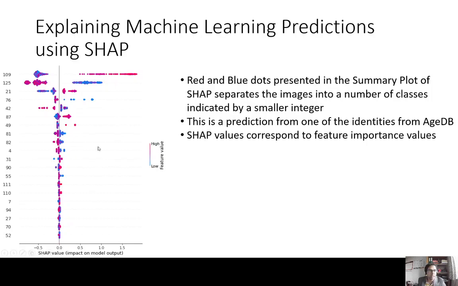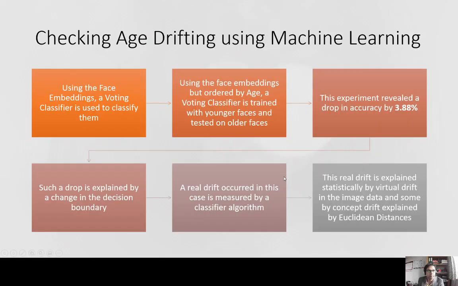On the left-hand side, we can see 109 features split across the SHAP values. The red and blue indicate that it creates a sort of decision boundary which can be separated by a different classifier, and the decision boundary kind of reduces. This is a prediction from one of the identities from HDB. Then checking age drifting using machine learning.